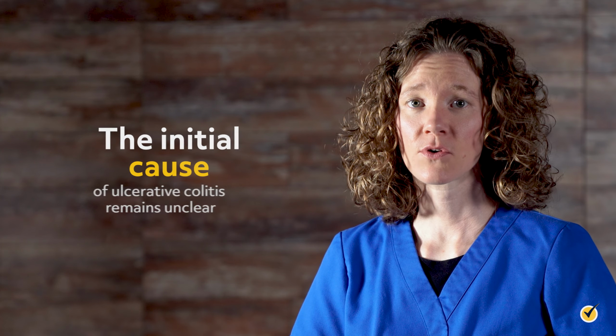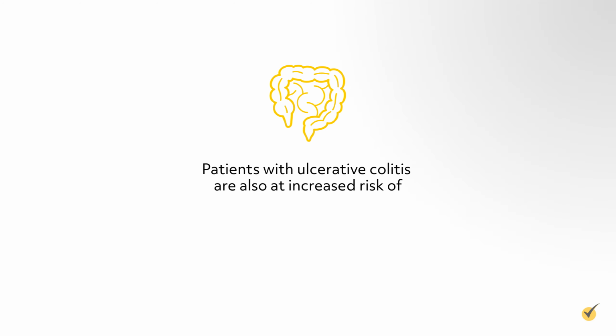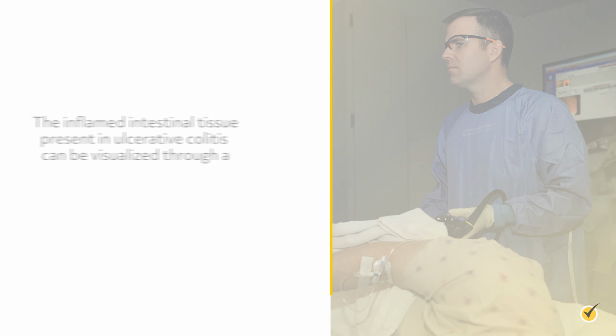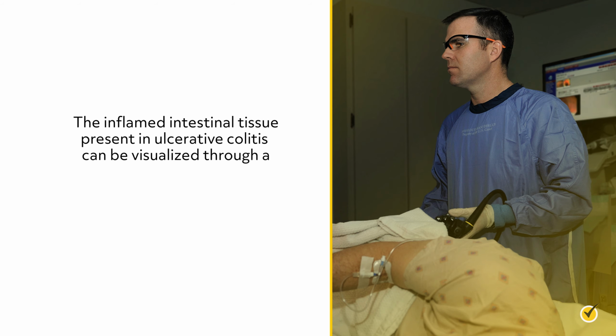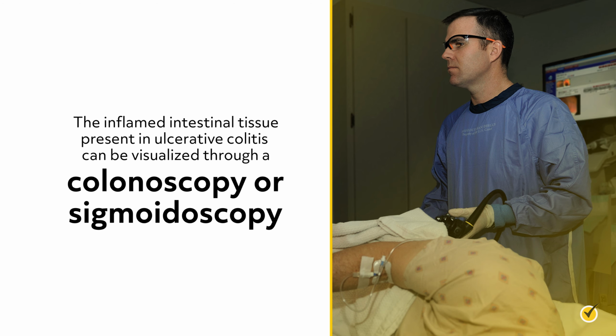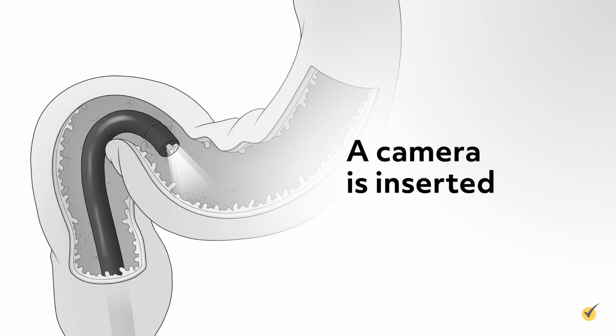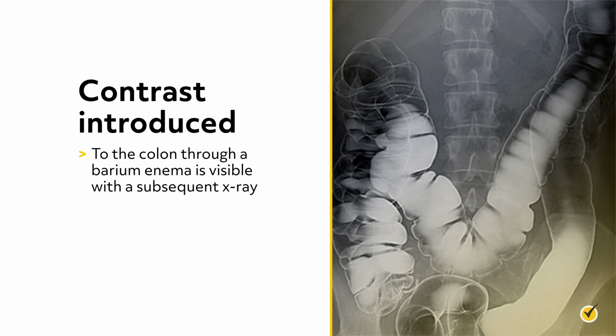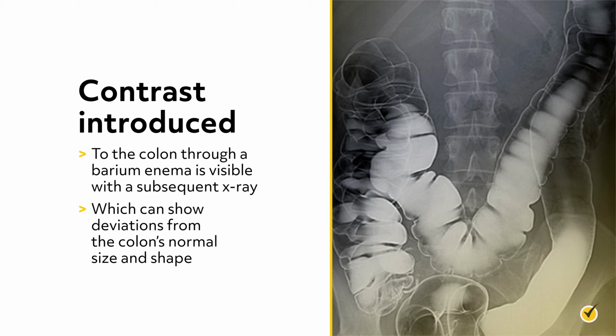The initial cause of ulcerative colitis remains unclear. Patients with ulcerative colitis are also at increased risk of developing colon cancer. The inflamed intestinal tissue present in ulcerative colitis can be visualized through a colonoscopy or sigmoidoscopy, during which a camera is inserted into the rectum and advanced to the target area of the colon. Contrast introduced to the colon through a barium enema is visible with a subsequent X-ray, which can show deviations from the colon's normal size and shape.